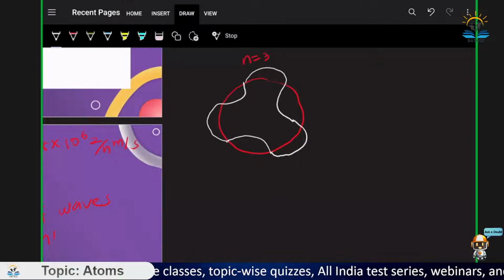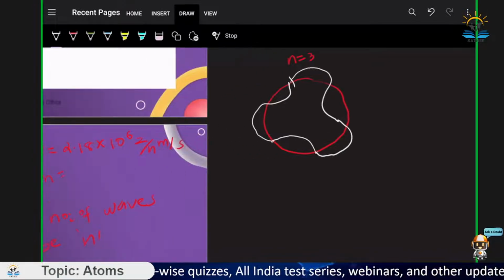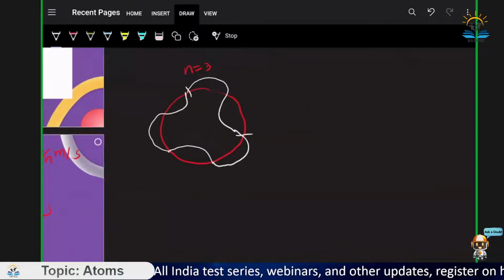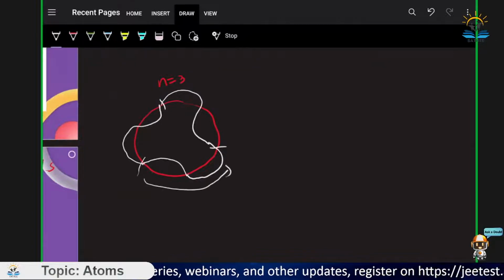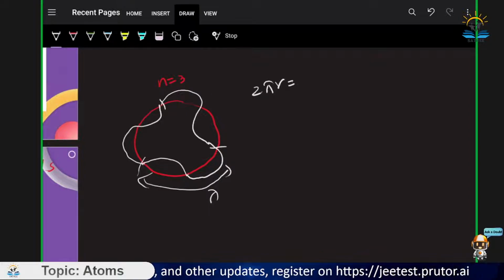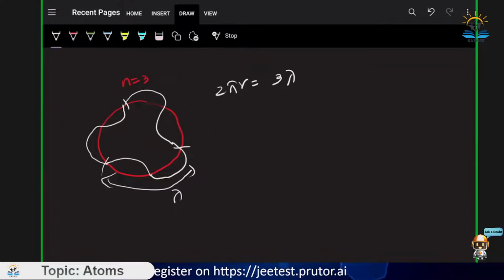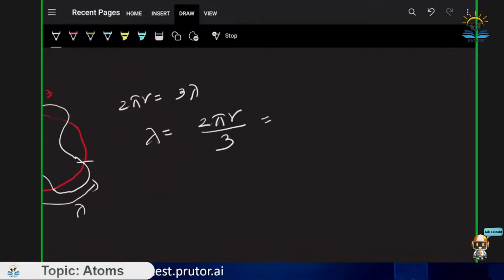Electron will make three waves. So we can say that one wave is lambda, the wavelength. So we can equate 2 pi r equal to 3 lambda at n equal to 3. If n equal to 2, 2 pi r equal to 2 lambda. From this, we get the wavelength lambda equal to 2 pi r divided by 3.